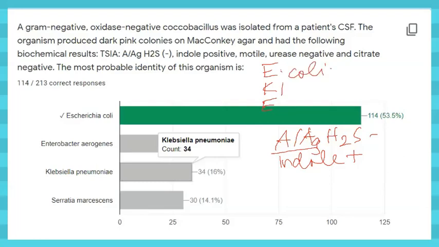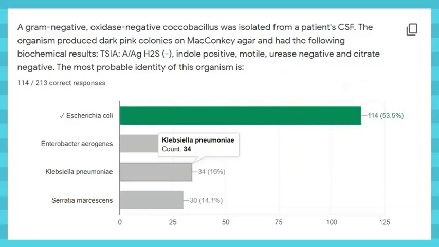Klebsiella, and Enterobacter. These are your rapid lactose fermenters. And they are the ones known to produce A over A on your TSI. So we can eliminate Serratia marcescens. Now, how do you differentiate your EKE? You look at the indole test. Among your EKE, the organism which is indole positive would be Escherichia coli. The others are negative in your indole.